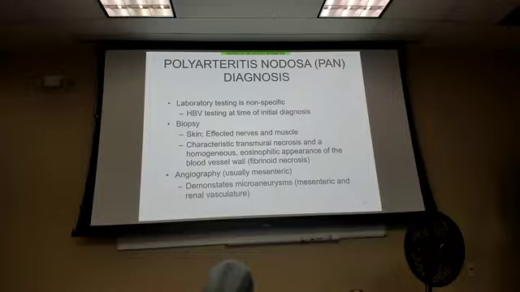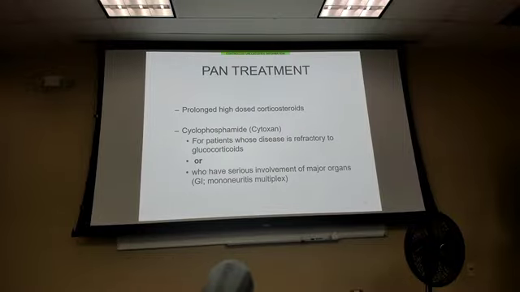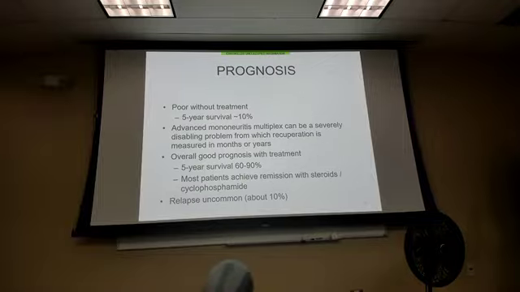Just like GCA, we're going to start with prolonged high-dose corticosteroids, but PAN is not admitted. If we're going GCA, we're going to admit and give that IV. We can also use cyclophosphamide if they are refractory to those glucocorticoids, or who have serious involvement in major organs such as the GI and so on.